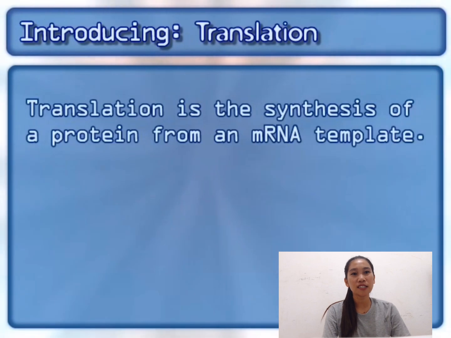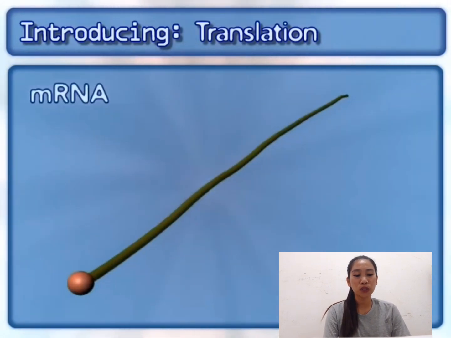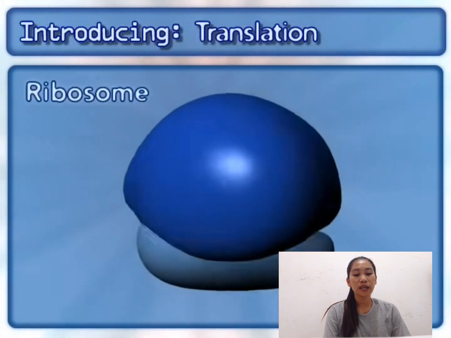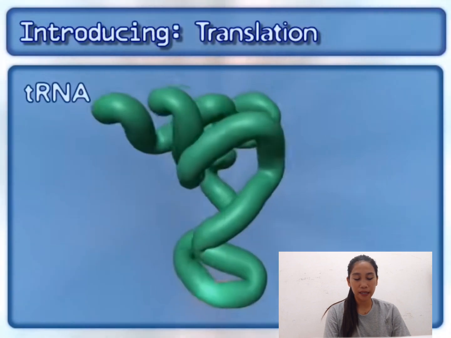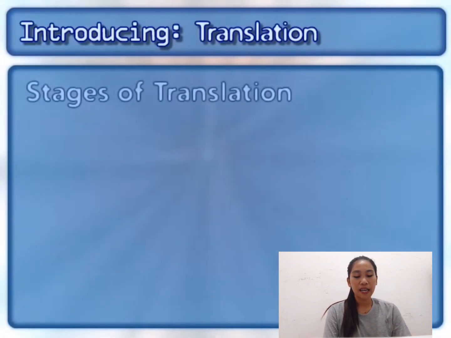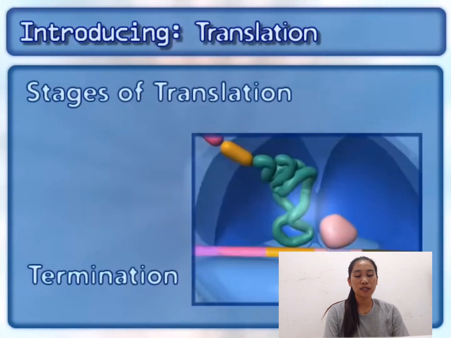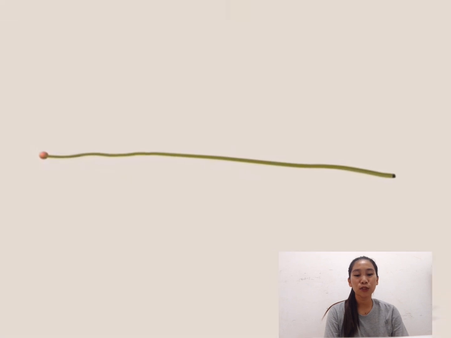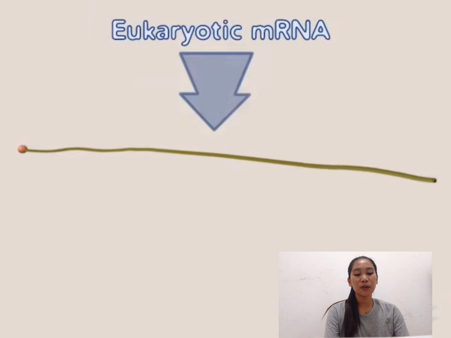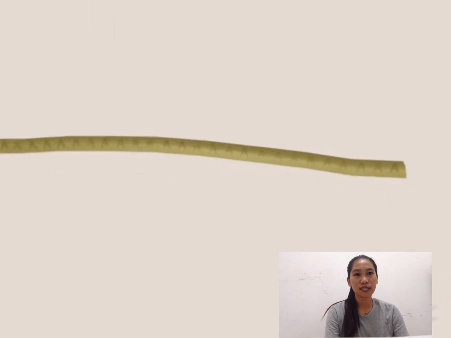Now, let us discuss DNA translation. Translation is the synthesis of protein from an mRNA template. This process involves several key molecules, including mRNA, the small and large subunits of ribosomes, tRNA, and the release factor. The process is broken into three stages. Number 1, initiation. Number 2, elongation. Number 3, termination.